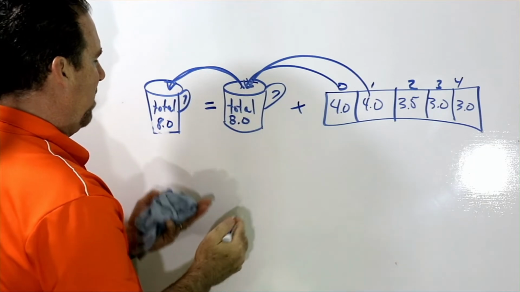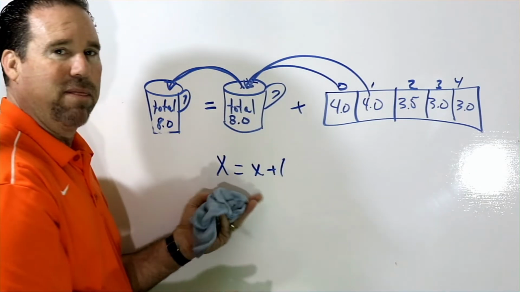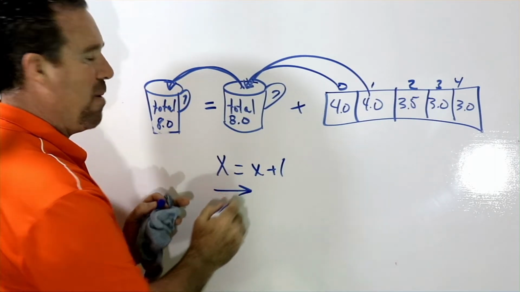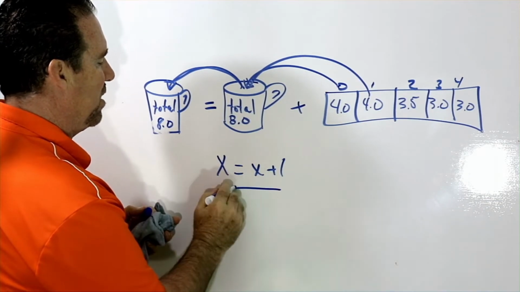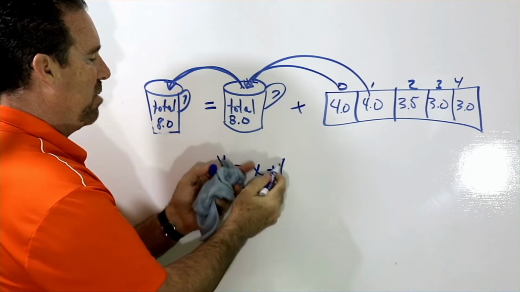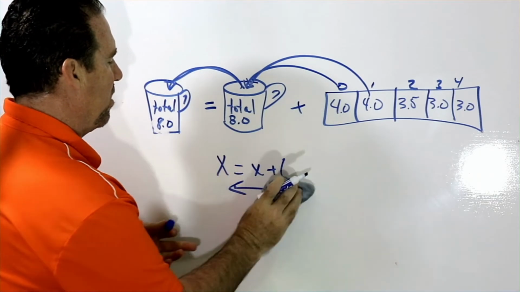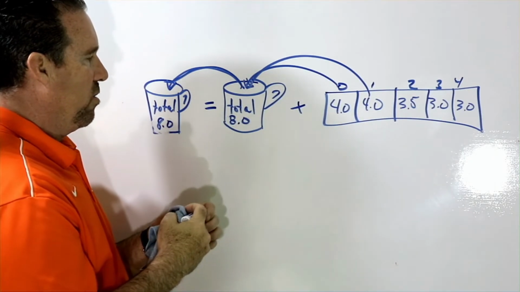A lot of kids say that I can't have x equals x plus 1 in math. That doesn't work for them, but that's because math goes that way. Computer science goes this way. So you can actually have x plus 1 and then fill that scenario up. Okay, so that's how that algorithm looks.